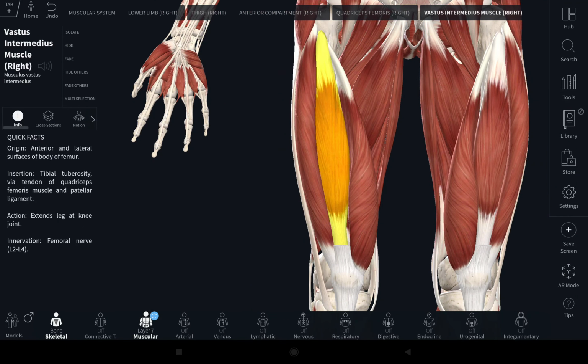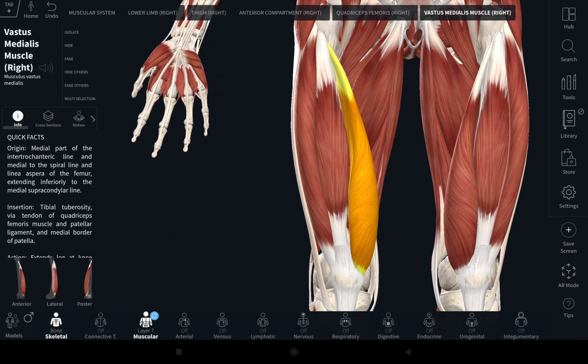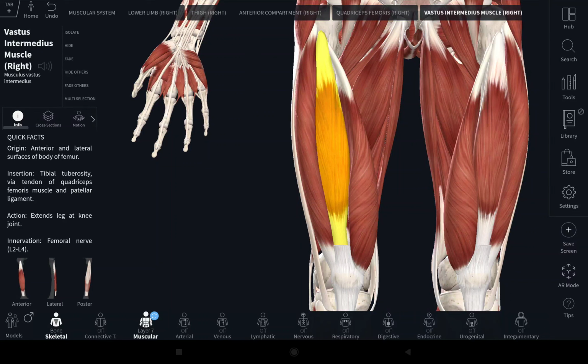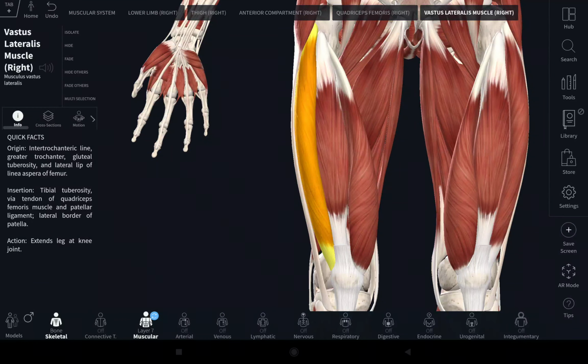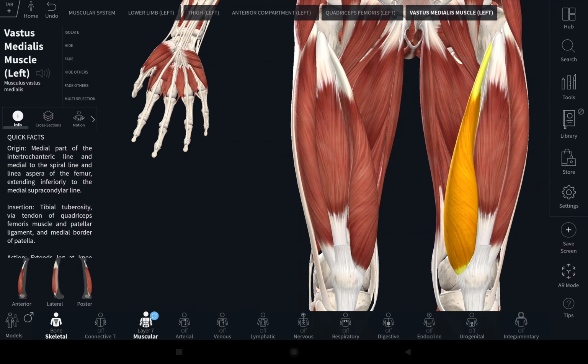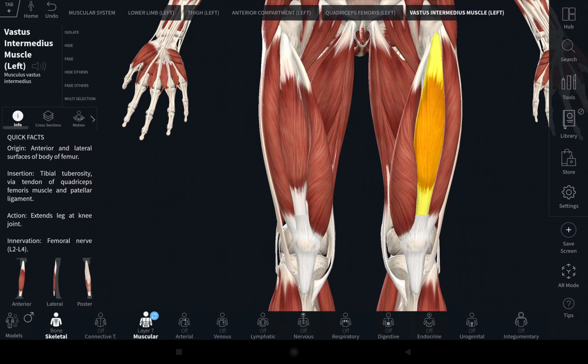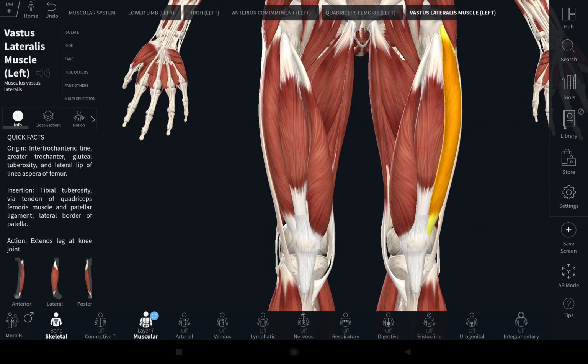If we remove the rectus femoris muscle of both sides, then a muscle is exposed which is called the vastus intermedius muscle. So there are three types of vastus muscle. The most medial part is the vastus medialis muscle. The middle part is the vastus intermedius muscle, and the lateral part is the vastus lateralis muscle. Similarly, this is vastus medialis, this is vastus intermedius, and this is vastus lateralis muscle.